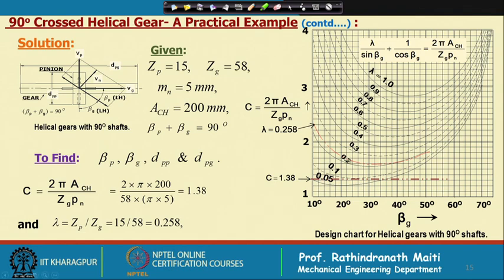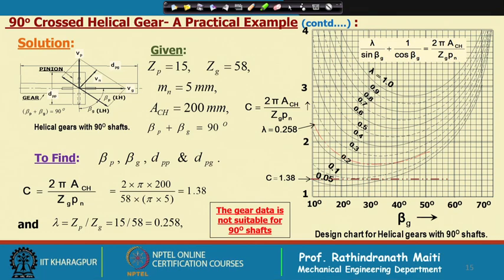Now, this is not properly done, but still what we find is that we are not getting any idea about beta g, because these two curves are not intersecting. One is a straight line and this curve is not intersecting. That means gear data is not suitable for 90 degree shaft. This means that if we would like to take pinion with 15 teeth, gear with 58 teeth, module 5, 200 millimeter and 90 degree cross shaft helical gear, this solution is not possible.